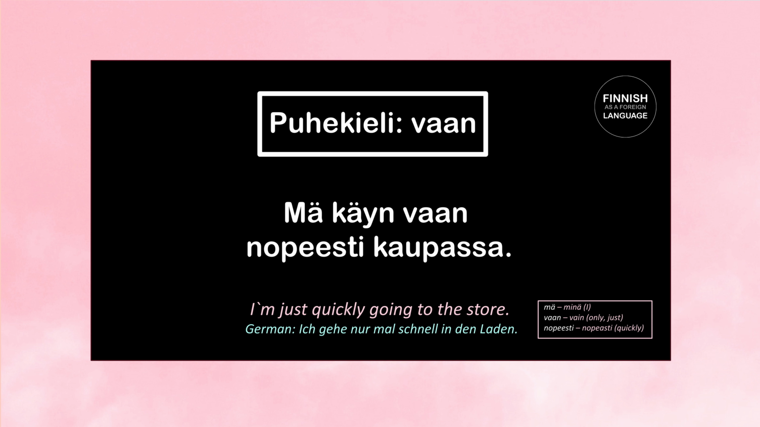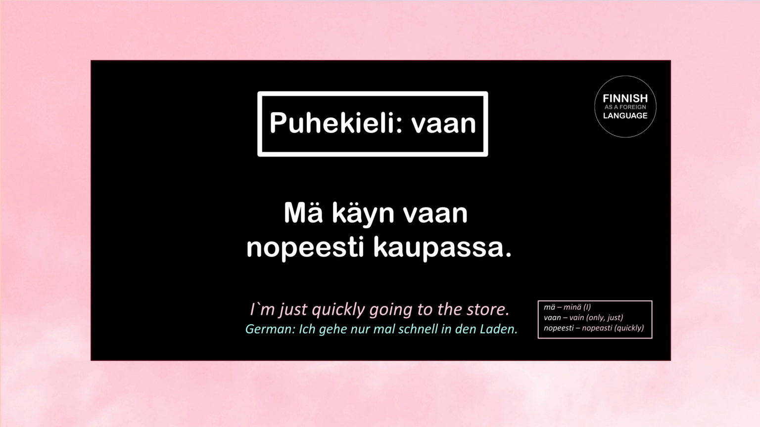Let's take another example. Mä käyn vaan nopeasti kaupassa means I'm just going quickly to the store. So mä here is puhekieli standing for I. In standard language it's minä. So mä is the puhekieli version of minä. Käyn here is the first person singular present tense of the verb käydä, which means to go to and return or to visit. Vaan here is the puhekieli version of vain, which here means just.